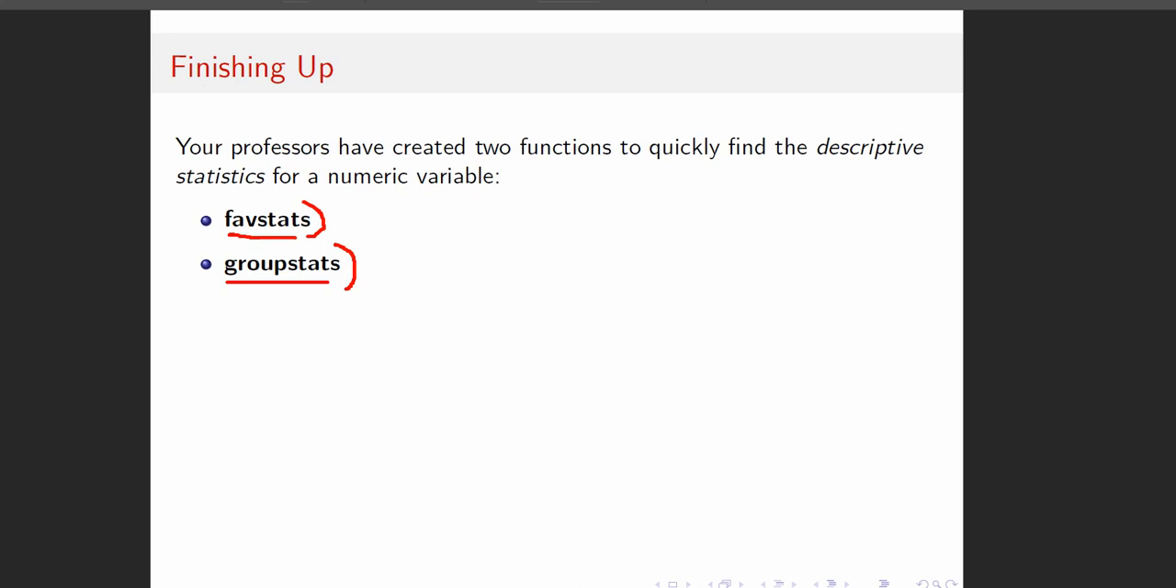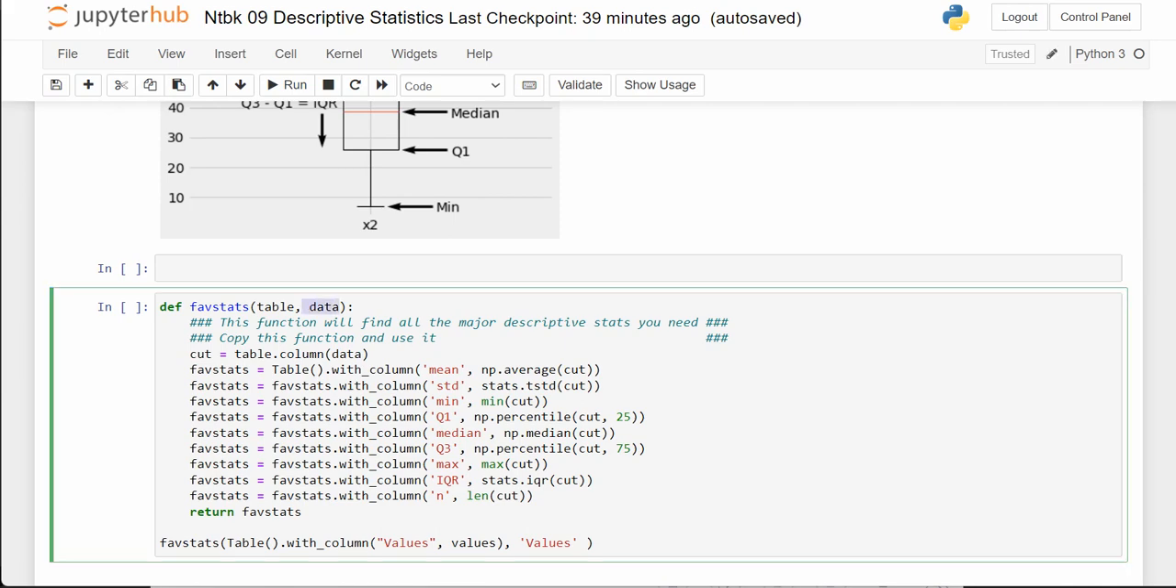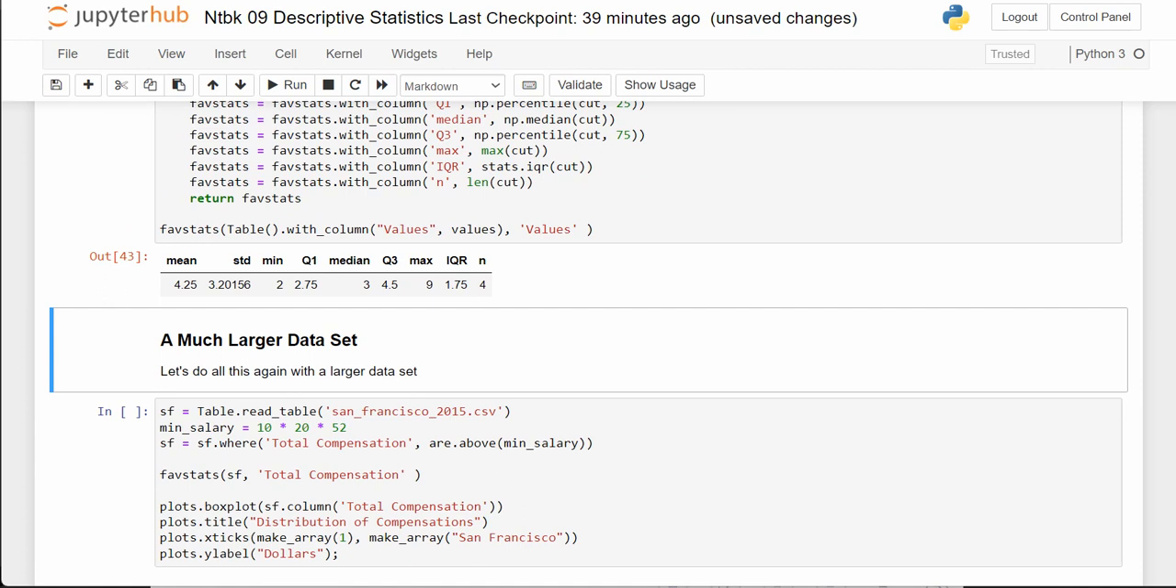These different categories, GROUPSTATS can handle. And let's take a look at that. It's extremely helpful. Okay, so FAVSTATS, and notice we're saying table and data. Okay, and here we go. So this is the values data. All right, and we've got the mean of 4.25.